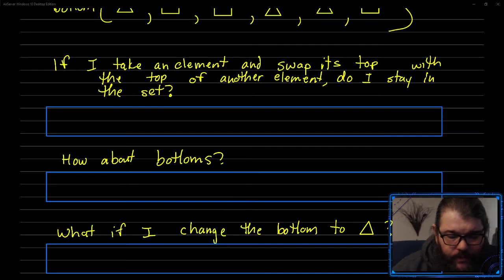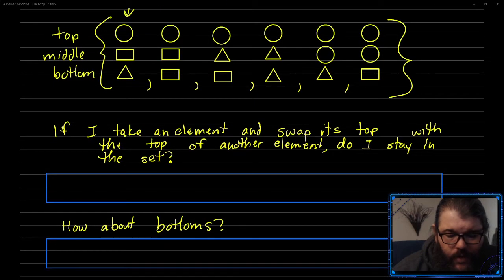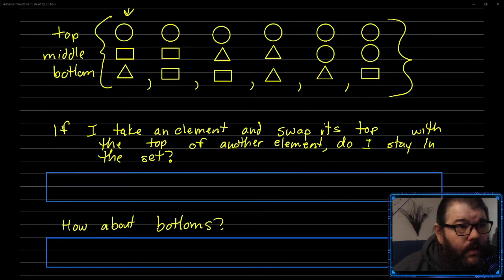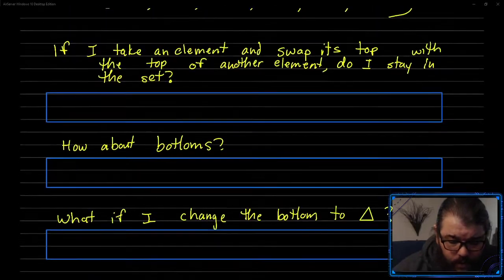What if I change the bottom to a triangle? So let's look at the set real quick. Go ahead and pause. If you change the bottom to a triangle, where do you end up? Okay, well, that should be closed as well.